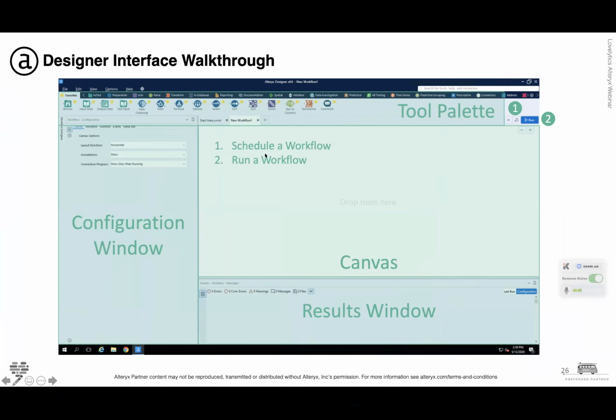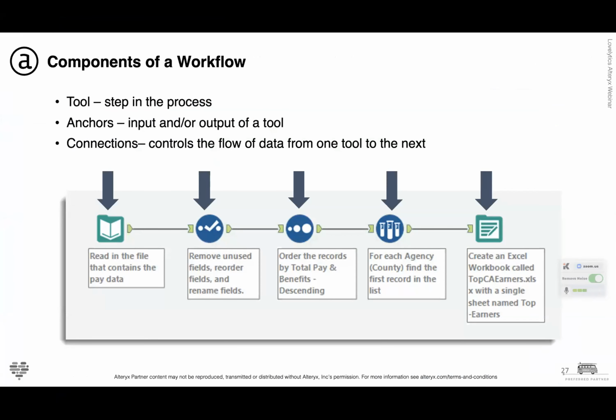We'll build a workflow real soon, but again, I just want to cover the different components of a workflow. Once again, a workflow is a quick analytical process, and each workflow consists of tools. Each tool is nothing but a step in a process, and each tool has an input anchor and an output anchor. Each tool is connected to the other, as you see on the screen, and data flows through these connections.